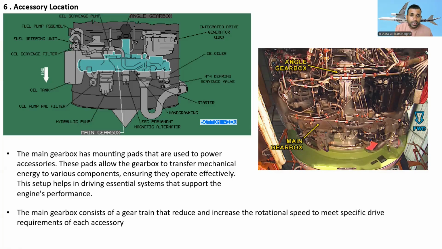And the EEC permanent magnet alternator here, and this is the hydraulic pump, and this is the oil pump and filter. Here you can see the oil tank from the sideways, and the oil scavenge filter. You can see the fuel metering unit over there, the fuel pump assembly, and the oil scavenge pump.